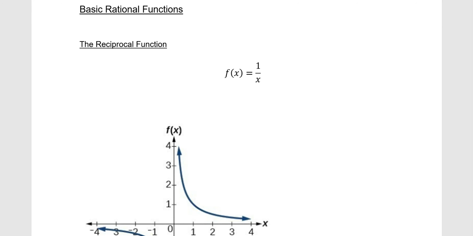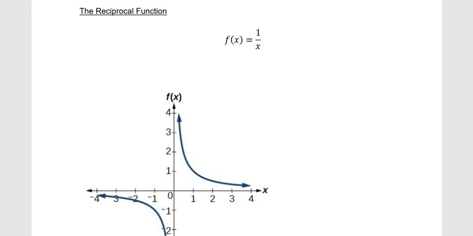Okay, so let's go over a couple of what we call basic or parent functions with these rational functions. Starting with the first one, which is the reciprocal function. So the reciprocal function is f of x equals 1 over x. So let's take a look at the domain here. The domain is going to be all real numbers except for when that denominator is equal to 0, which is when x equals 0.